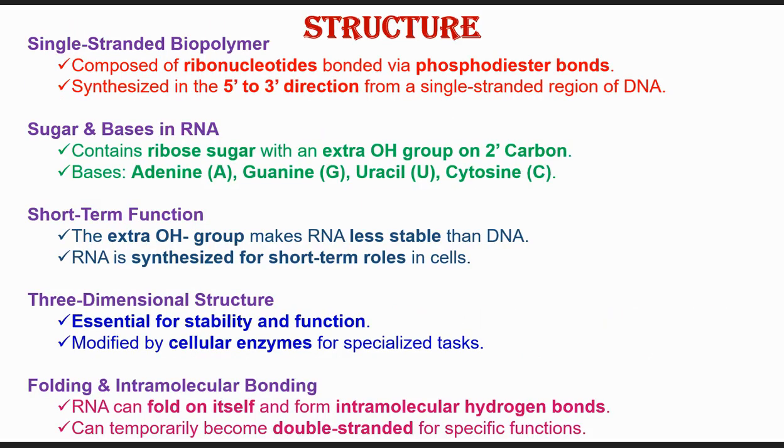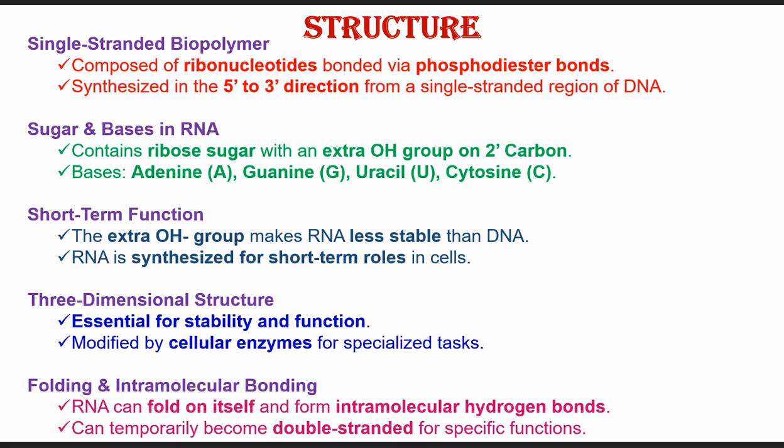Now move on to the structure of RNA. RNA is a typical single-stranded biopolymer of ribonucleotides bonded with each other via a phosphodiester bond. An RNA strand is synthesized in the 5' to 3' direction from a locally single-stranded region of DNA. It has ribose sugar attached to four bases: adenine, guanine, uracil and cytosine. Ribose sugar has an extra hydroxyl group in the second carbon atom. This extra hydroxyl group has led RNA to be synthesized for short-term functions.